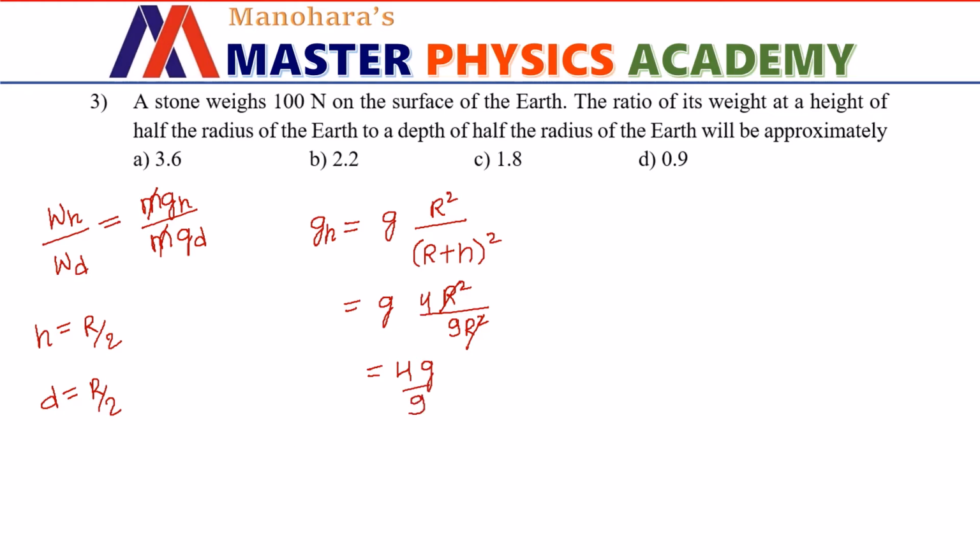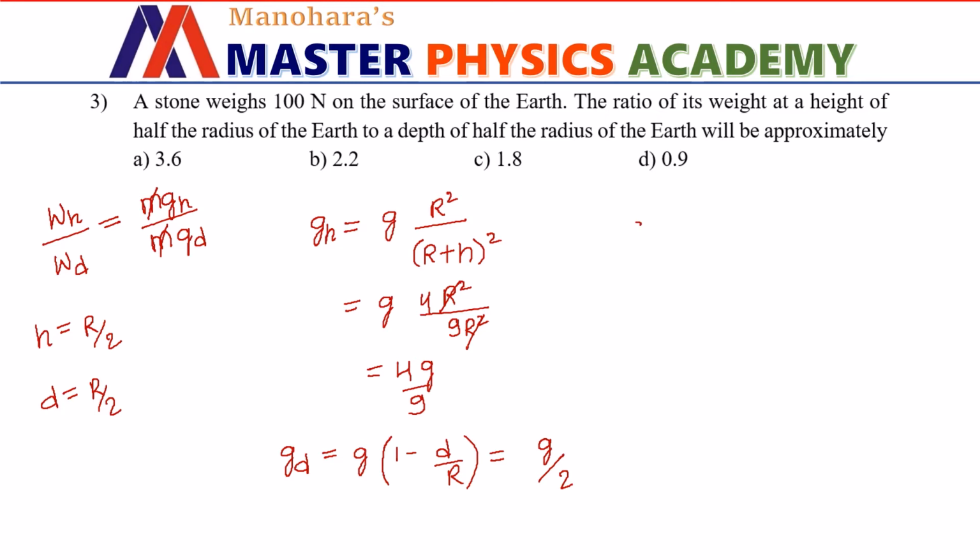Now what is the formula for gd? That is going to be acceleration due to gravity on the surface of the earth multiplied with 1 minus d divided by R. Substitute the value of d, that is R by 2, we will be getting g into 1 minus 1 by 2. 1 minus 1 by 2 is 1 by 2. Hence finally the acceleration due to gravity at that depth will be equal to half the acceleration due to gravity on the surface of the earth.